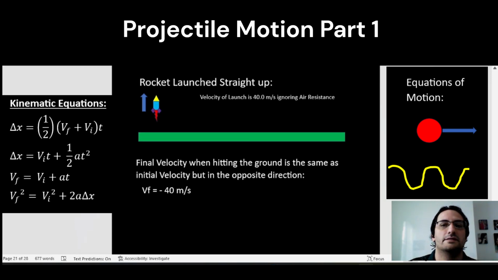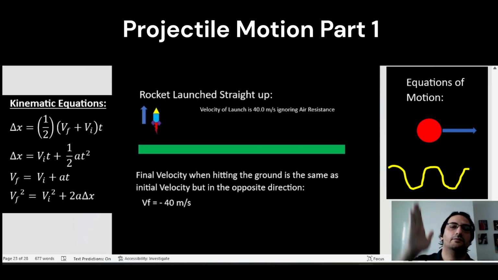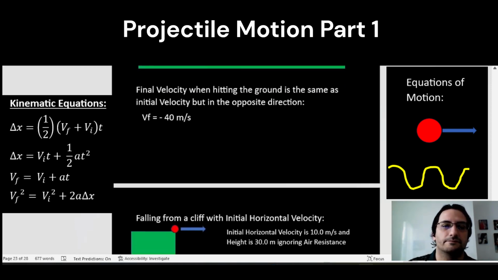Now the final velocity when hitting the ground, because as the rocket went up, it's going to come down. You don't have to do any calculations unless you really want to. It's going to be negative 40 meters per second. So you launch it at 40 meters per second up, and it's going to come back at 40 meters per second in the opposite direction.